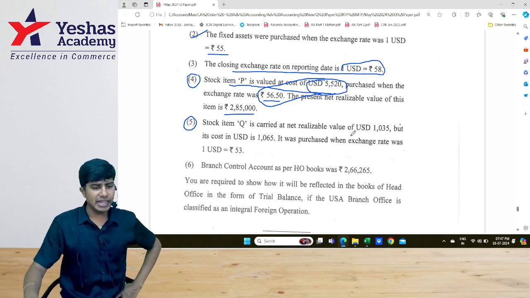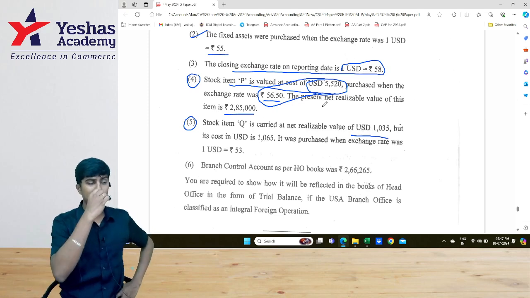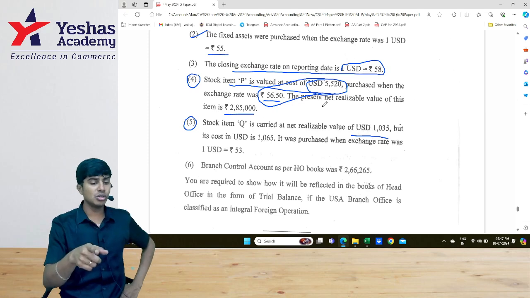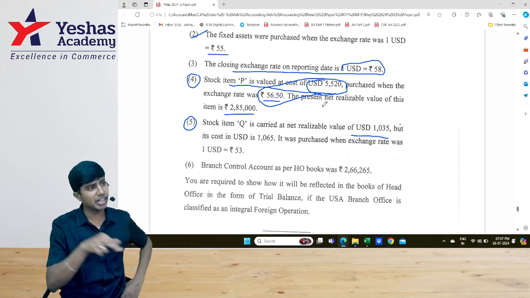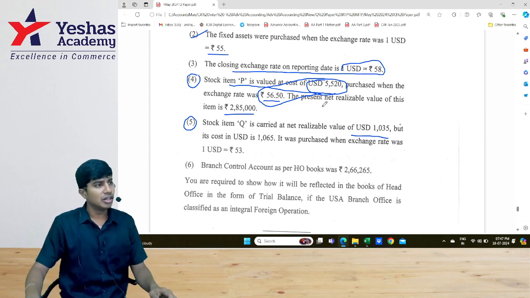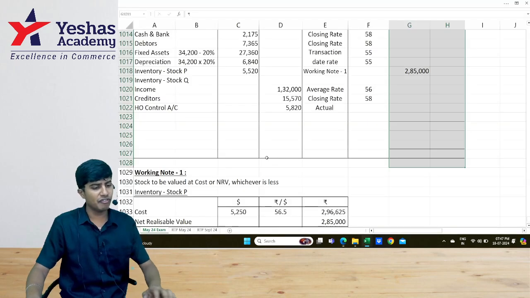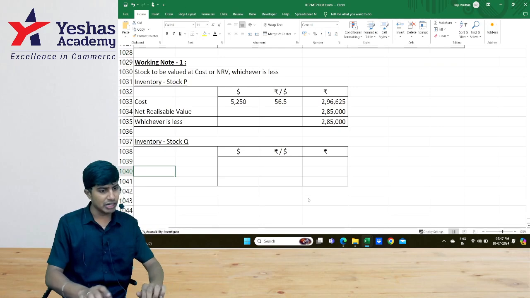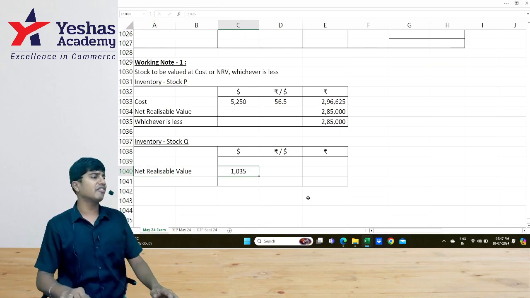It is carried at NRV of USD 1035. See, for inventory P, they told NRV in Indian rupees. For inventory Q, they're telling USD 1035. I should apply the conversion rate and convert it to Indian rupees. Do you get it? How much is NRV? 1035. So I will write my NRV for inventory Q as $1,035.